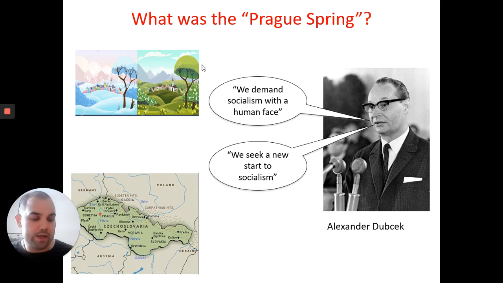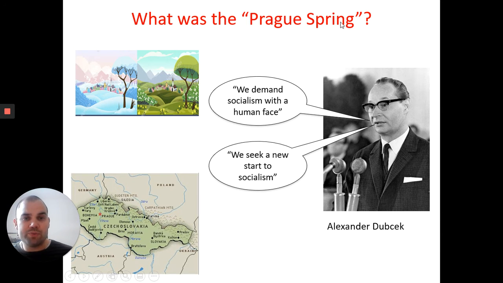Now, first of all, why was this event called the Prague Spring? The reason for that is Czechoslovakia was obviously one of the most important eastern satellite states of the Soviet Union, and the capital city is Prague. So the events we're looking at today, although they were taking place in Czechoslovakia as a whole, were nicknamed the Prague Spring because they took place predominantly in Prague, which is the capital of Czechoslovakia.